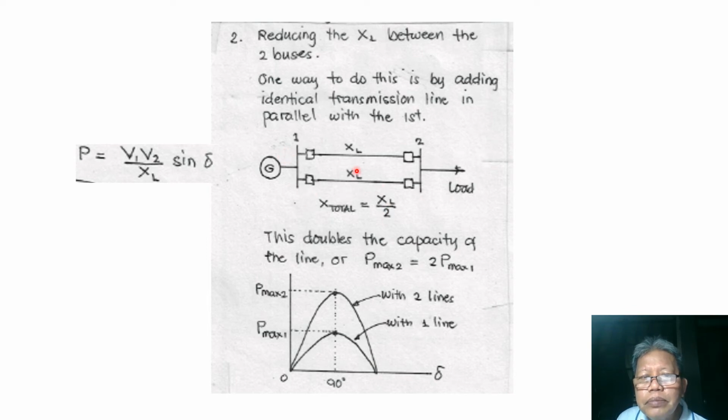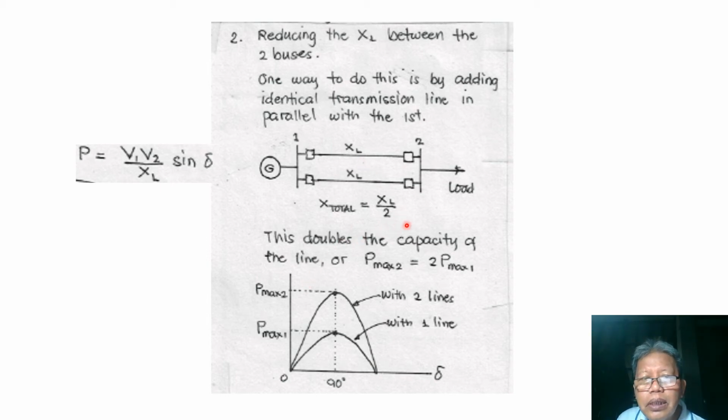So, if we draw our network diagram, we have our generator. This time we have two lines going from bus 1 to bus 2, and then here we have the load. When the reactance of one line is XL, the equivalent reactance of the two would be just 1/2 of XL. So we have XL over 2.